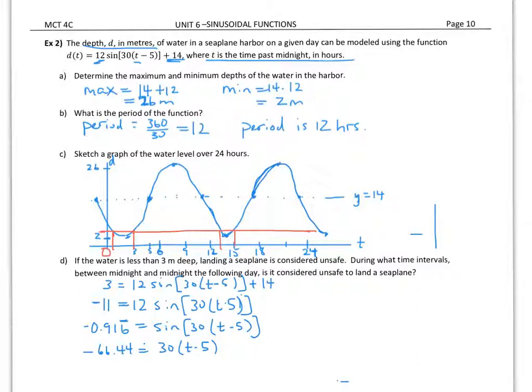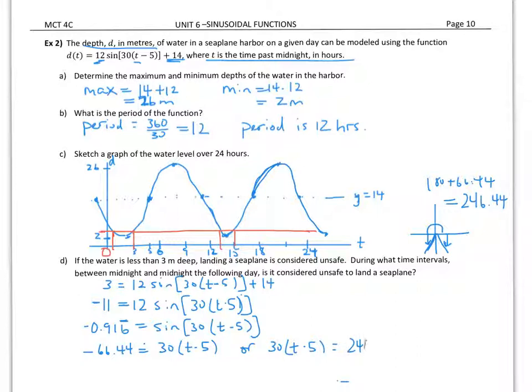Okay, so sine is negative in 2 quadrants. I'm just going to slide this up here to keep it out of the way. I've been given my answer in this quadrant, that's my negative 66.44. Sine's also negative here, so I'm going to have 180 plus that 66.44 as another possible answer. I add 180, and I get 246.44.